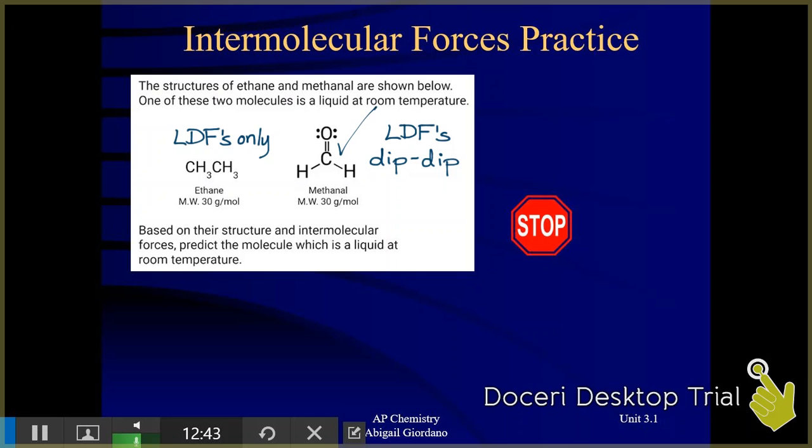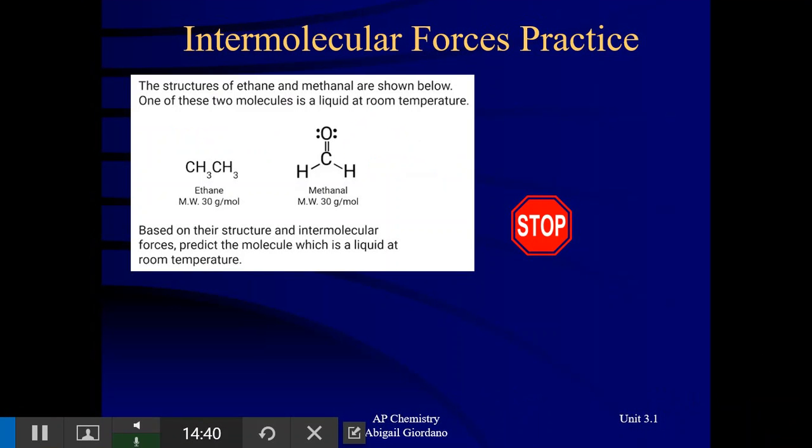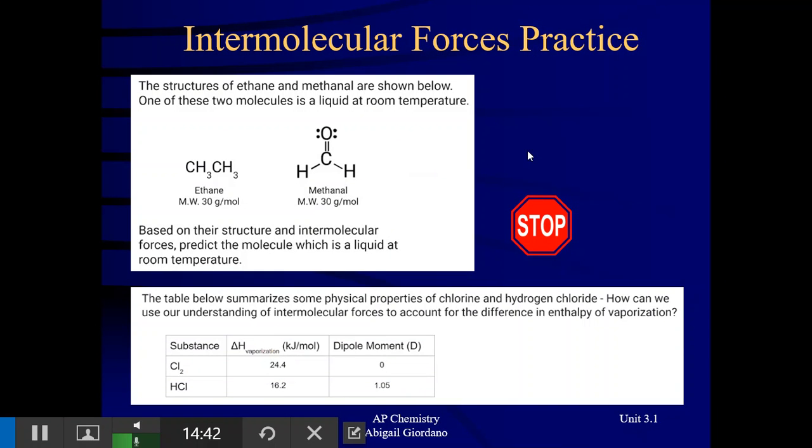Okay, so this is a great example of a free response question. All right, here's another one. Let's talk this one through though. Don't try this one on your own unless you feel like you're a superstar. It says the table below summarizes some physical properties of chlorine and hydrogen chloride. How can we use our understanding of intermolecular forces to account for the difference in enthalpy of vaporization?